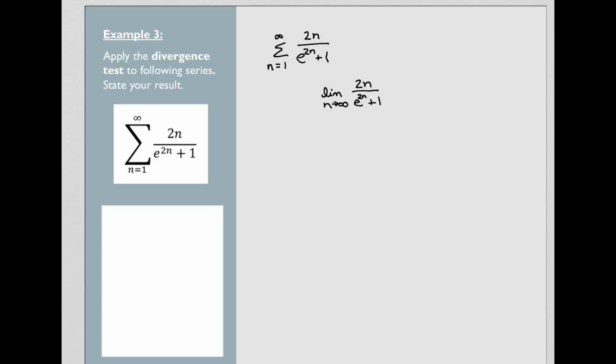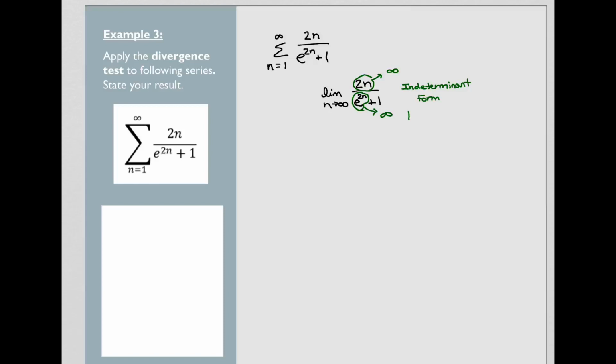So what happens here? Let's see. Well, as n goes to infinity, 2n goes to infinity, correct? And e to the 2n plus 1 goes to infinity. The plus 1 is negligible, right? And so what do we get? We get an indeterminate form here: infinity over infinity. And what do we do when we have a limit with an indeterminate form, infinity over infinity?